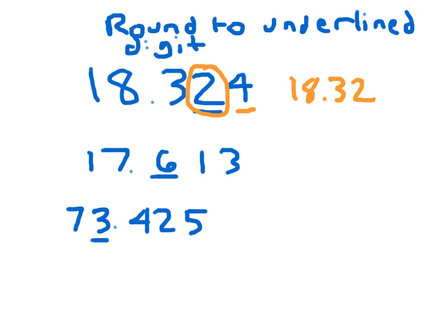For my next number here, 17 and 613 thousandths, I do that same strategy, and in this case I'm rounding to the tenths place. So I should end up with a tenths place number. 0 to 4, circle stays the same. 5 to 9, add 1 is the game. In this case, the neighbor is a 1, so this stays the same.